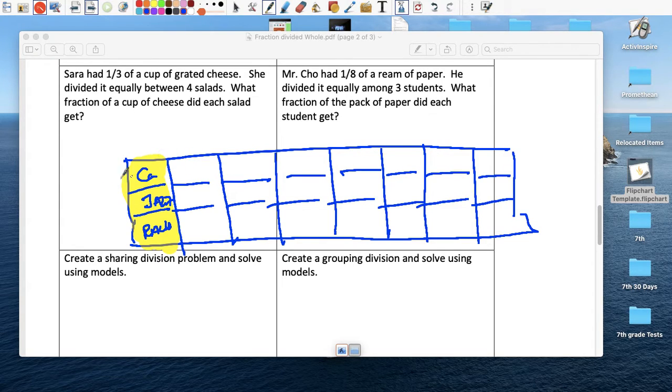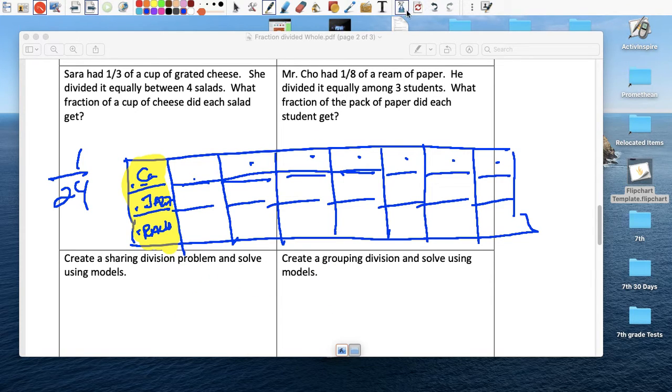So how much did Camila get? Well, Camila got 1 piece. Out of how many total? You have to count. So there's 1, 2, 3 here. 1, 2, 3, 4, 5, 6, 7, 8. So 3 times 8. 1 out of 24. So Camila got 1 out of 24. Jaslyn got 1 out of 24. And Rachel got 1 out of 24.